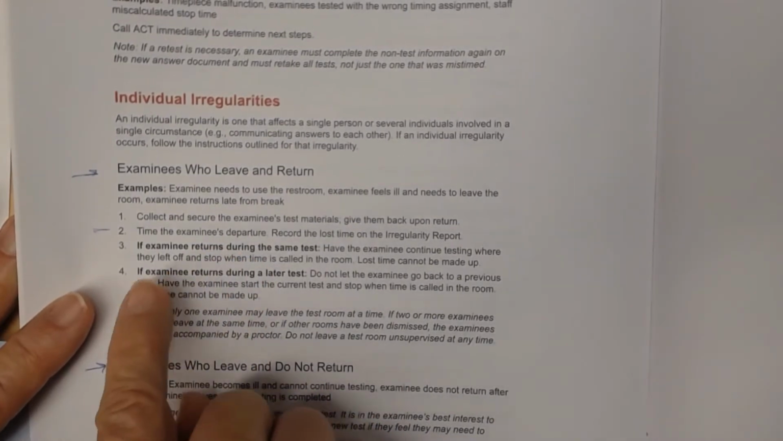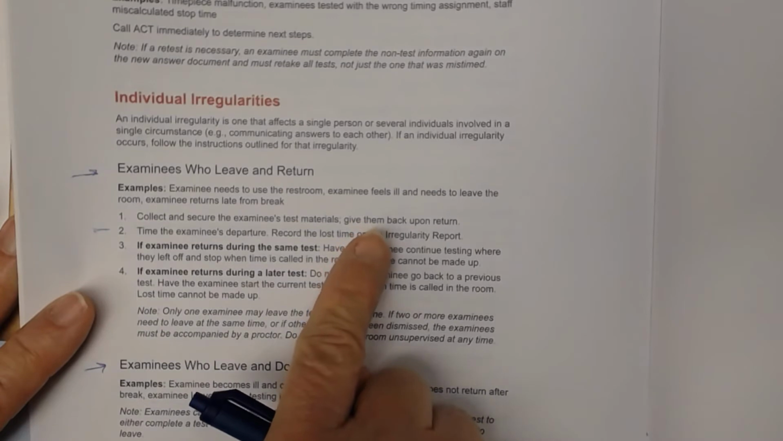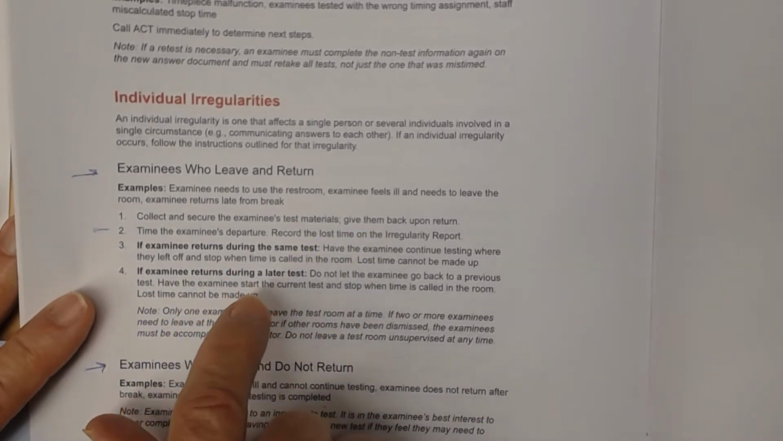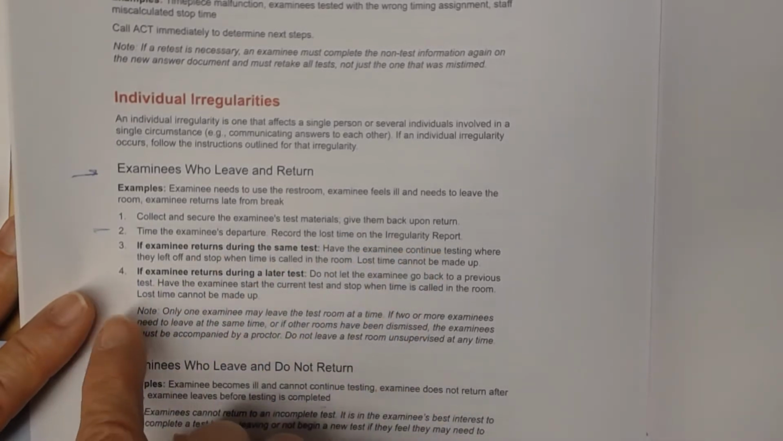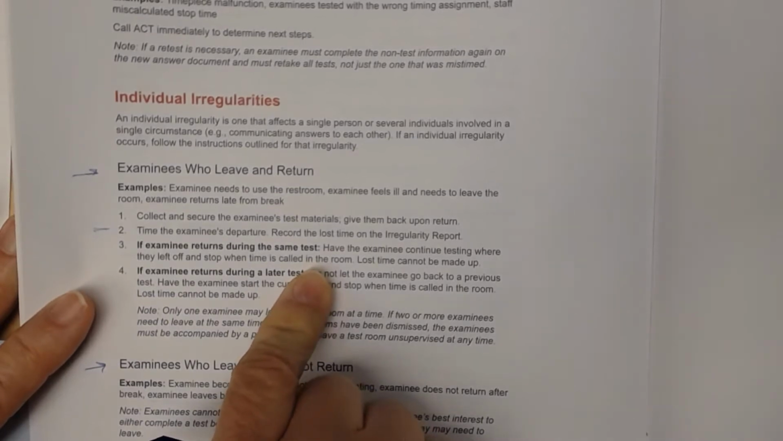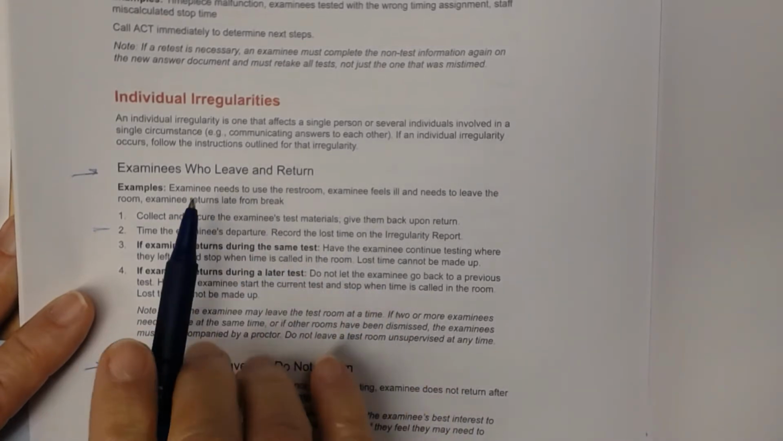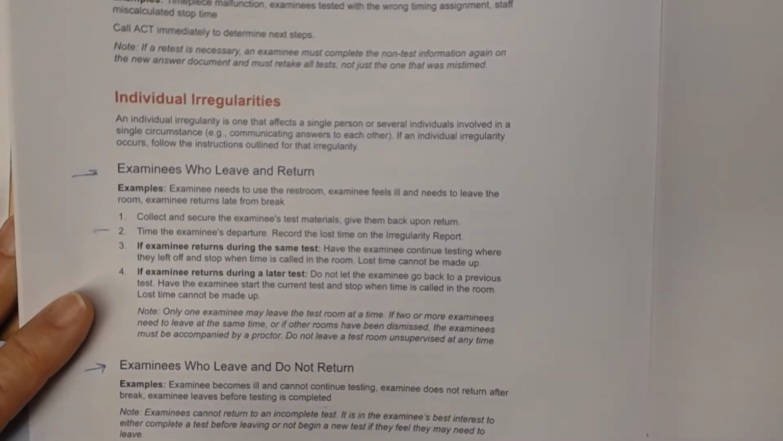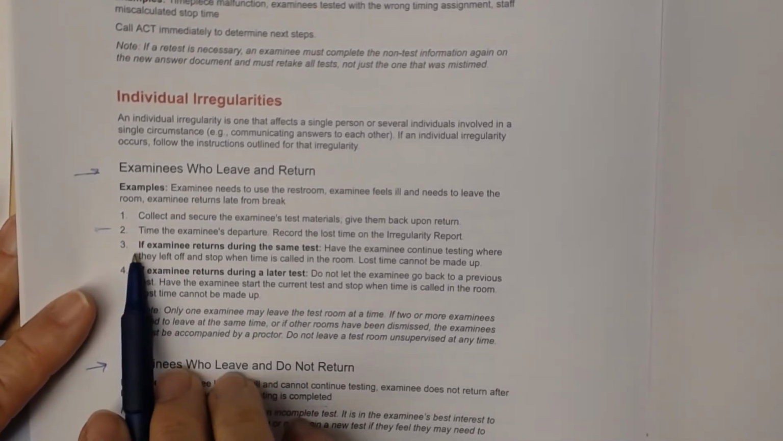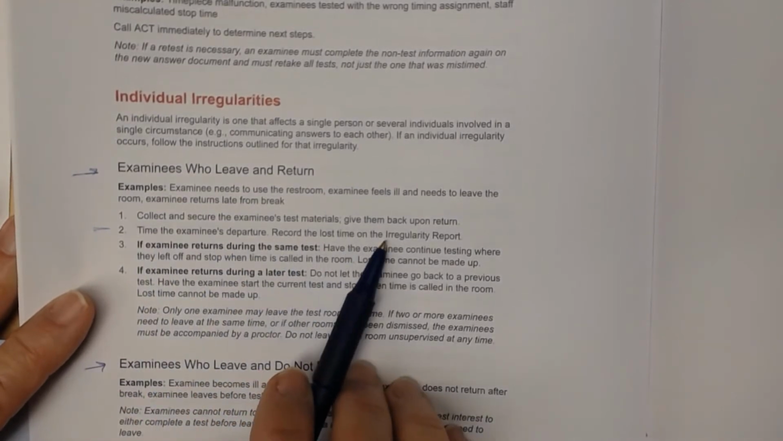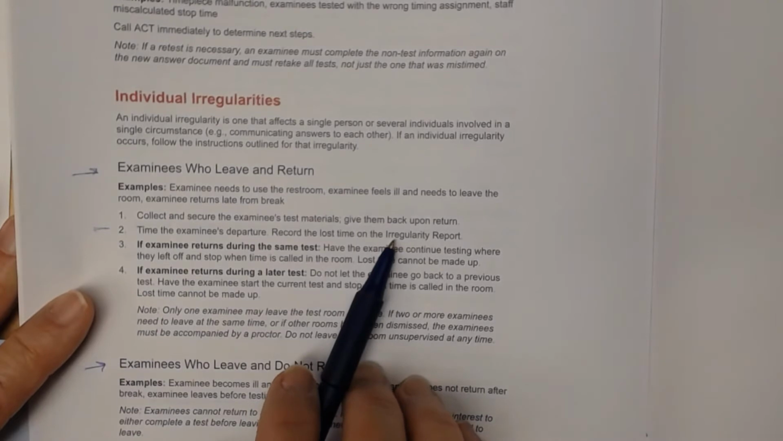But again, if a student says they're going to the restroom, comes back, and in the process they were using a cell phone and someone saw it, that is prohibited behavior. And in that case, the answer document is voided. But we're only dealing with students who leave, come back, and nothing else happened in the process. So if a student leaves a room, again, record the lost time on the Irregularity Report. We're going to go to that in a little while.